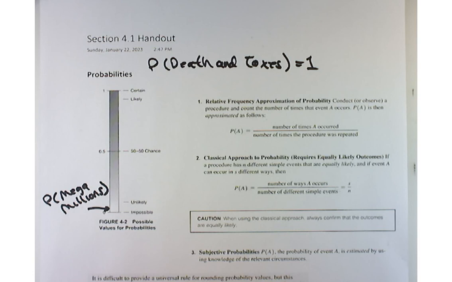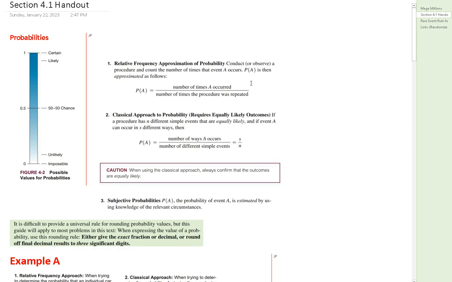Now, in determining probabilities, there are 3 different approaches that you can use to determine a probability, or at least estimate a probability. One of them is the relative frequency approach. You can look at how many times a procedure is run and how many times an event occurred. You could use that to determine the likelihood of a car crash. You can find out how many automobile accidents there are in a given time period divided by how many cars are out there on the road. And that would give you a relative frequency approach.